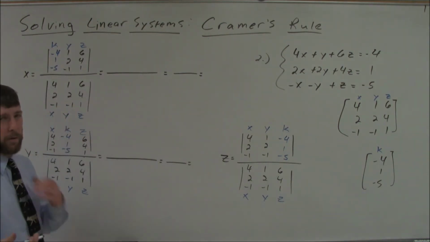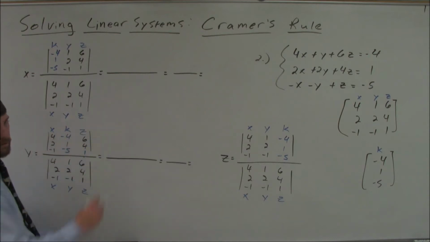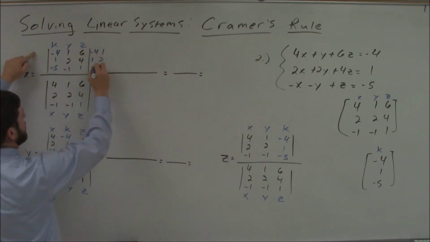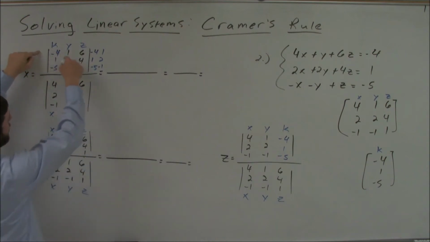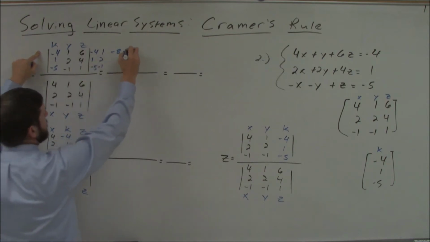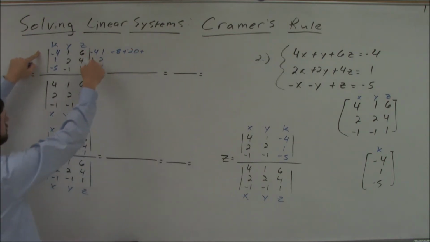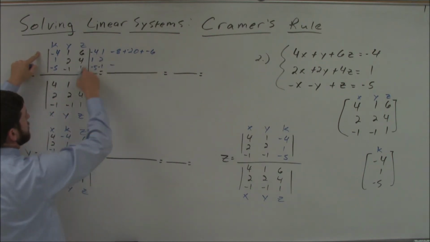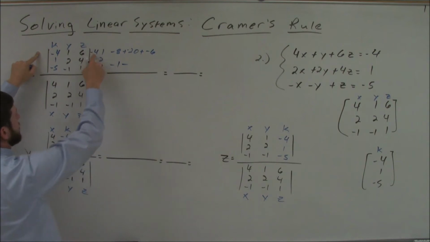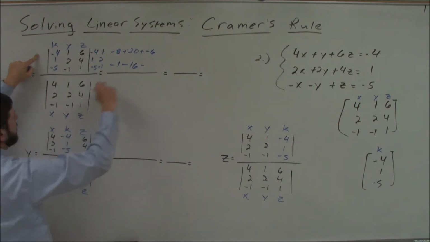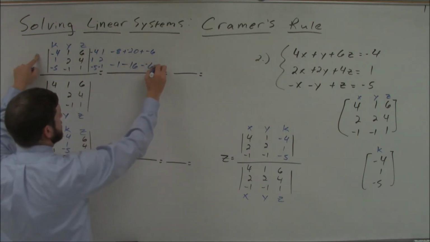I'm going to do the diagonal method on these 3x3s just because I don't have a lot of space. I think I can do that kind of compactly. So repeat first 2 columns, -4, 1, 1, 2, -5, -1. -4, 2, 1 is -8. 1, 4, -5 is -20. 6, 1, -1 is -6. Minus 1, 1, 1 is 1. Minus -4, 4, -1 is 16. Minus 6, 2, -5 is -60.